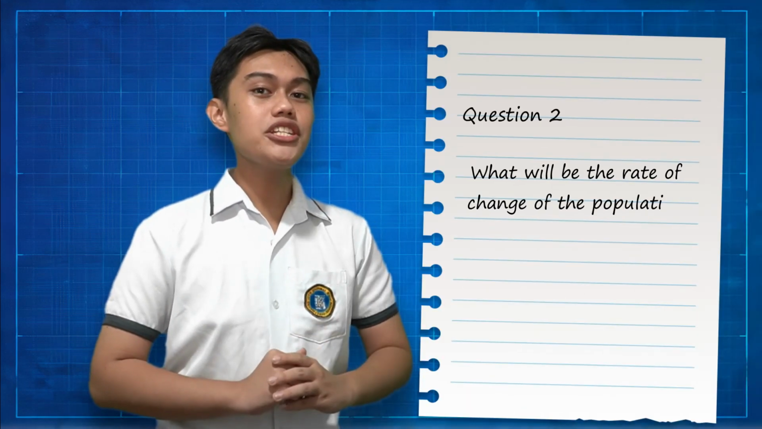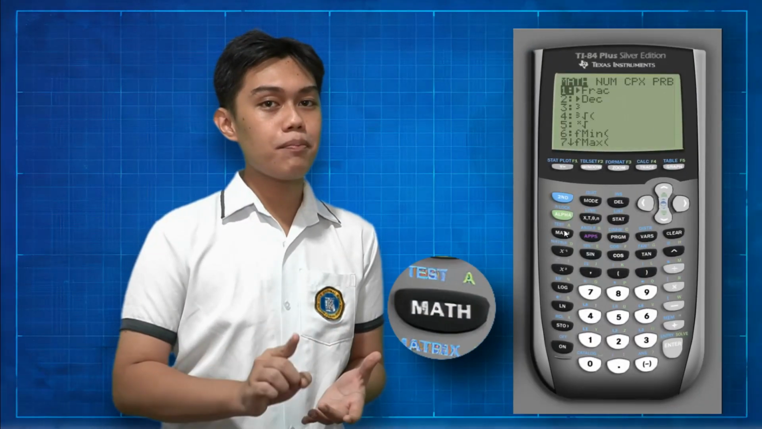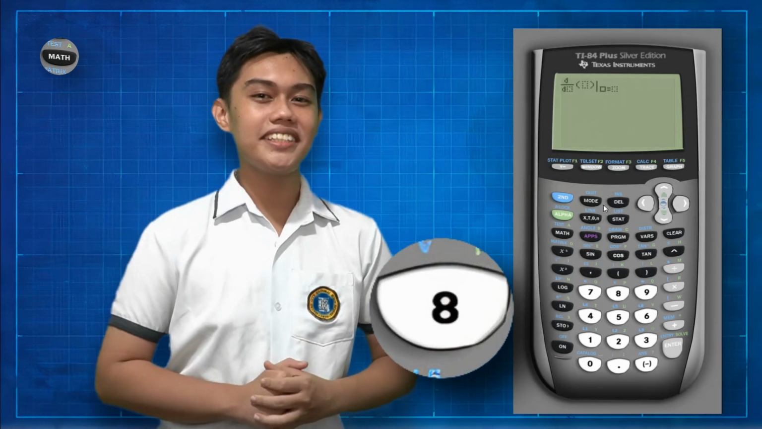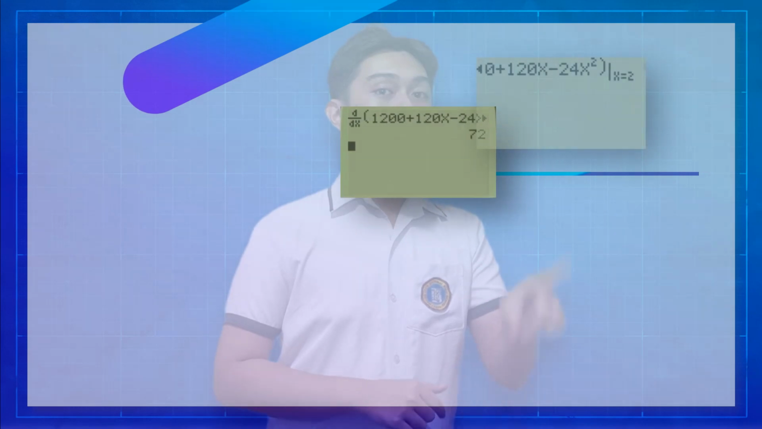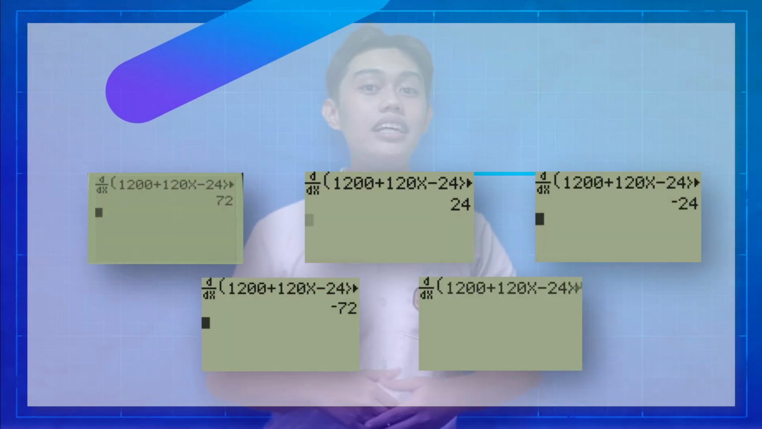For the second question, what will be the rate of change of the population per year for the first 5 years? To answer this, we will press the Math button, then press the 8 button, then you will be redirected to the derive template again. Then just do the same thing as what you did on the first problem. However, our x value will be substituted with the numbers 1 to 5 to represent each year for the first 5 school years. After that, you will get the answers 72, 24, negative 24, negative 72, and negative 120 respectively.